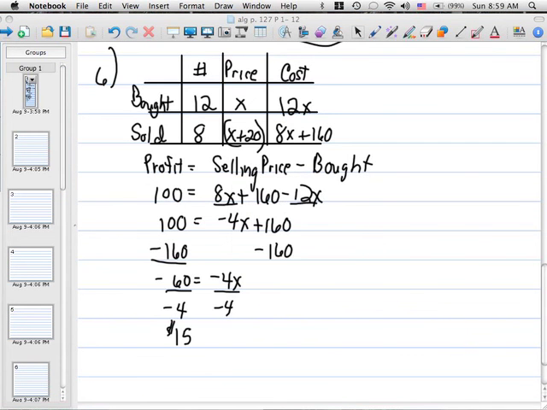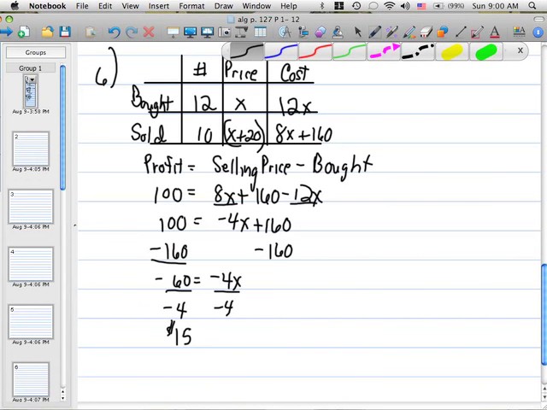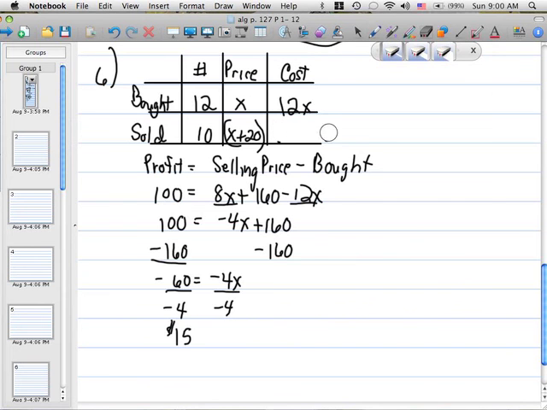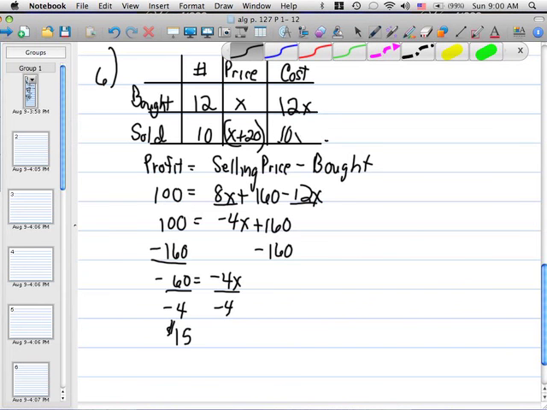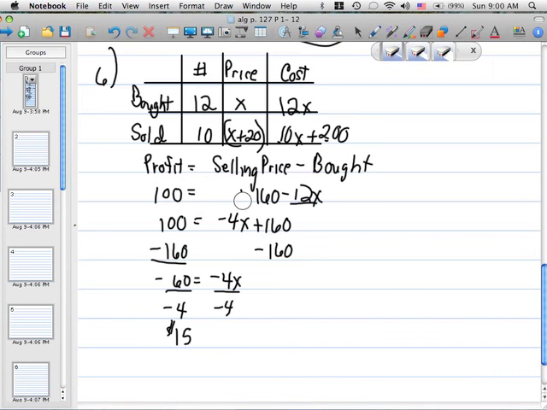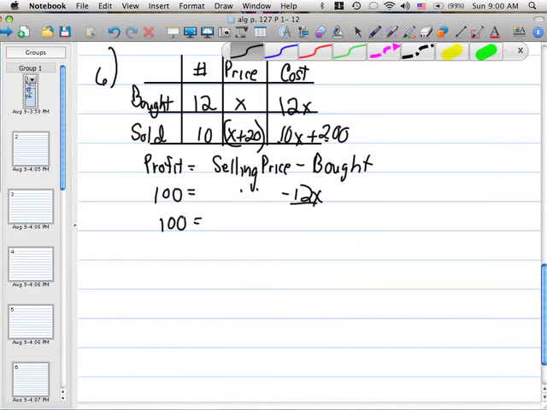I discovered my error. I knew something was wrong. So she ate 2 of them. Then this should be 10. So I'll go back and fix this. This should be 10X plus 200. So we have the selling price is 10X plus 200.